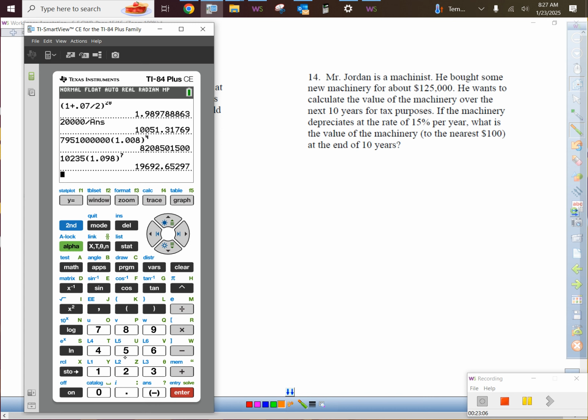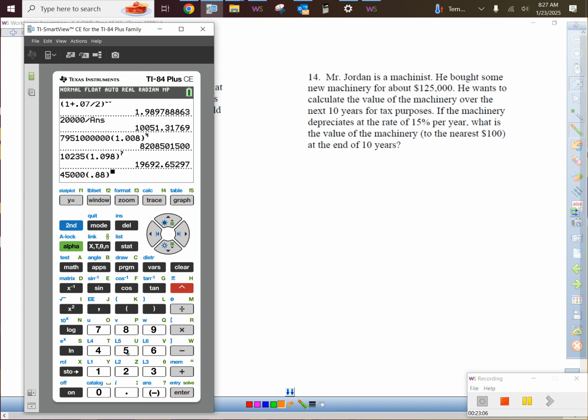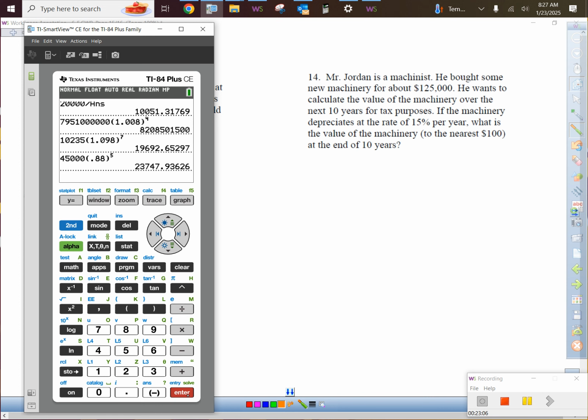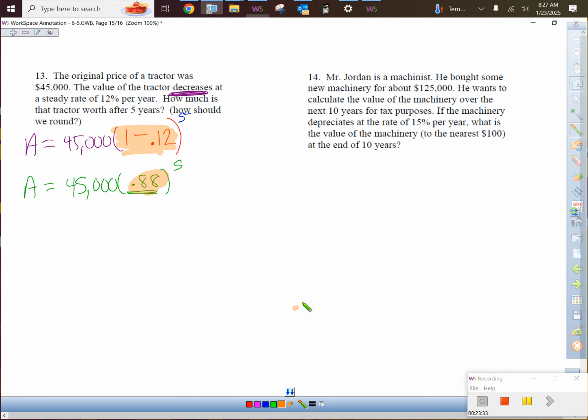So let's do it. 45,000 times 0.88 to the fifth. Is that what it was, the fifth? More or less than 45,000 when I hit equals on this? I hope it's less. Isn't it supposed to go down, right? Did it go down a lot? I think it did, right? Now that tractor, when you bought it, was 45 grand. 5 years later, it's worth that much. Notice what I put in parentheses also.